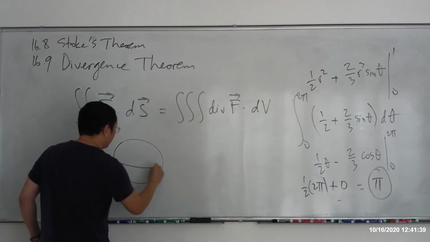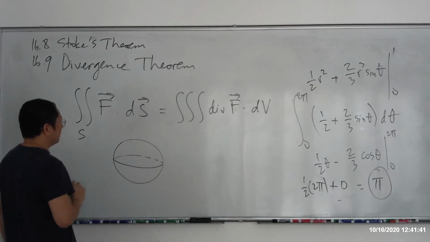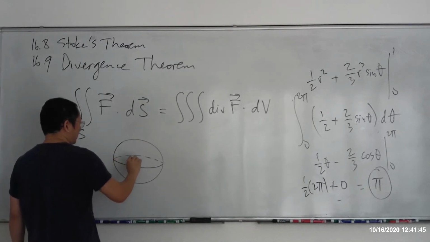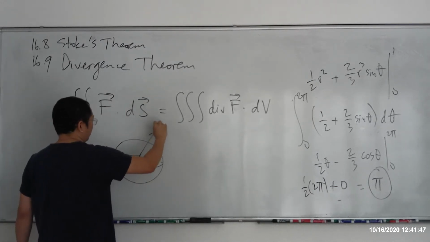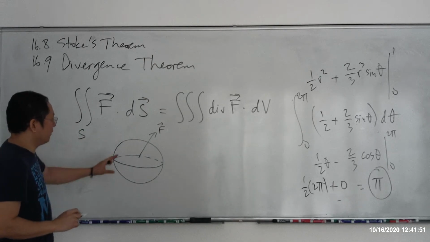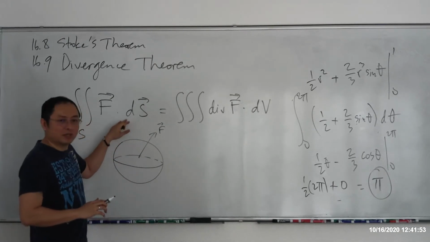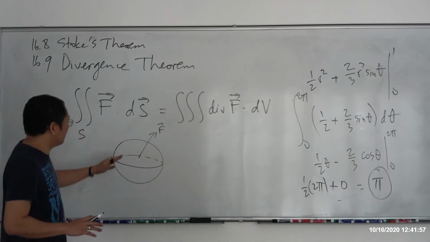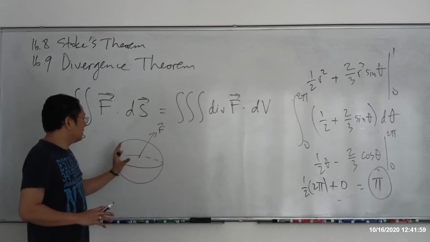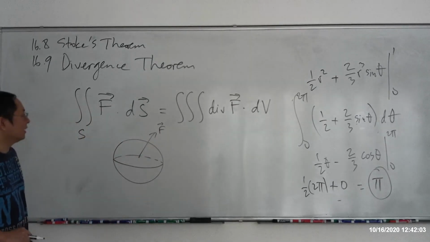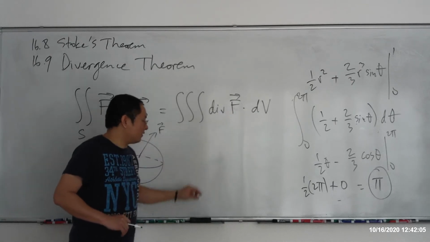We have a sphere, and F is a vector field, let's say pointing from inside out. And this is really the flux. We talked about this before, I think in section 16.7 or 16.6 or something. This integral will tell you how much of vector F is coming out of the sphere, and it's going to be equal to the divergence of F times dV.